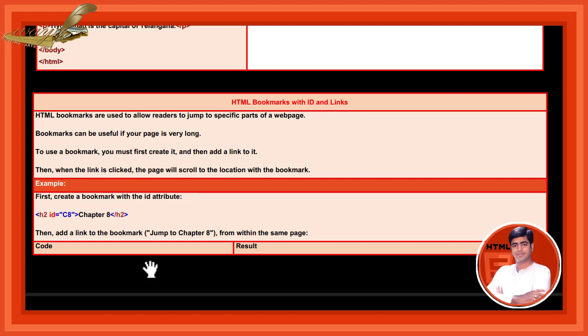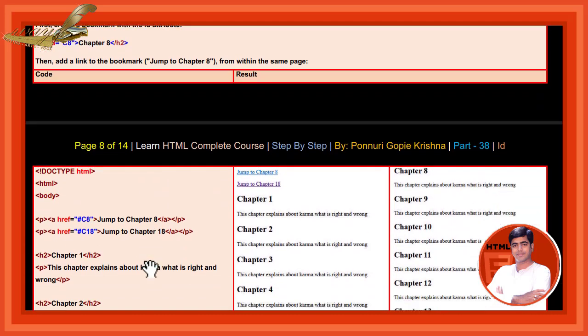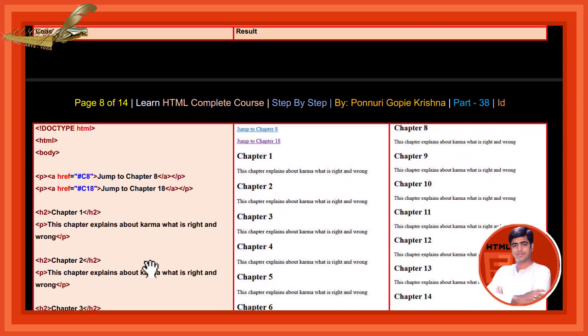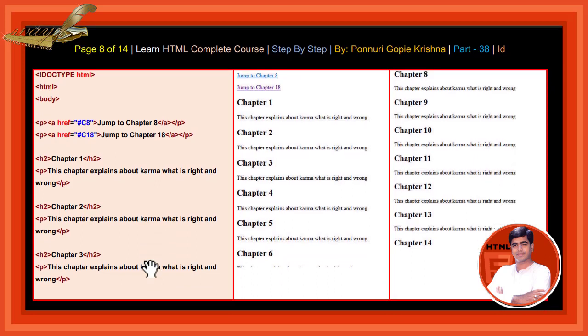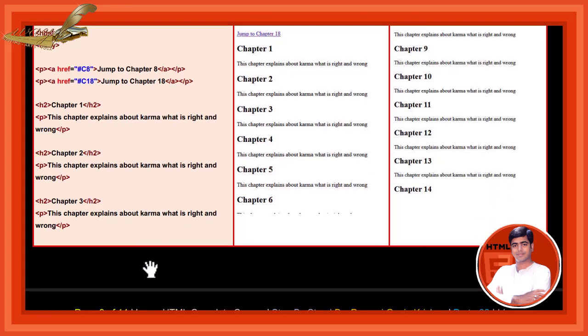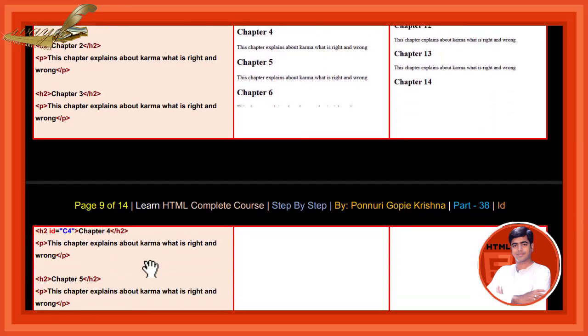See, first create a bookmark with the ID attribute. Here h2 id is equal to C8, chapter 8. Then add a link to the bookmark, jump to chapter 8 from within the same page. See the code and result. We are taking the Bhagavad Gita example here. Here href #C8 jump to chapter 8. See here #C18 jump to chapter 18. Like this you can select the topics by using hash and ID. id is equal to C4, chapter 4.